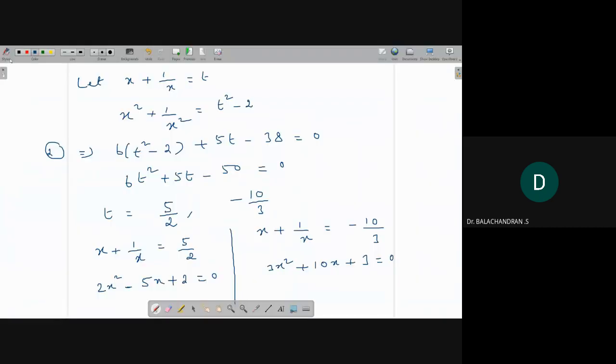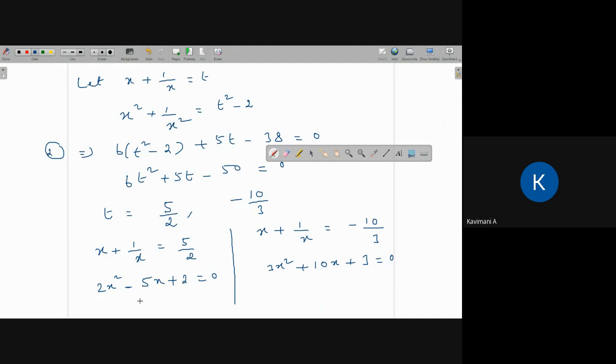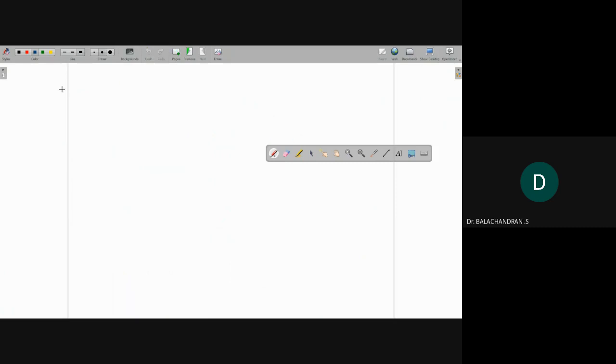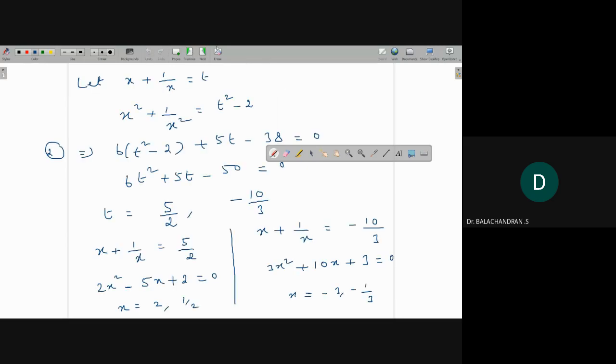Can you tell what the roots are? For the first, x is equal to 2 comma 1 by 2. Here, x is equal to minus 3 comma minus 1 by 3. And finally, write the roots of equation 1, that is the given equation: minus 1, 2, 1 by 2, minus 3, minus 1 by 3.